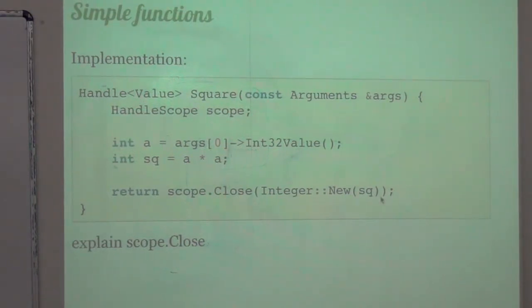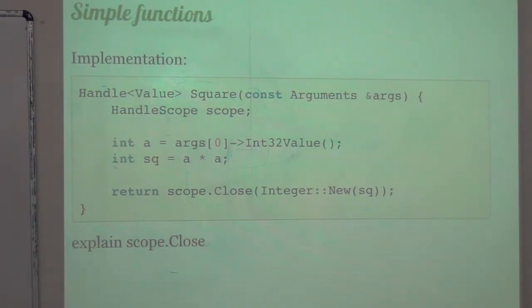So at this point, I would like you to realize two patterns in writing bindings. One is that anytime you use a V8 class, you don't use the default C++ new operator. You use the static functions, capital N New, and that's because the garbage collector is doing a lot of backend bookkeeping, and using these static functions allows it to keep track of all that, right?